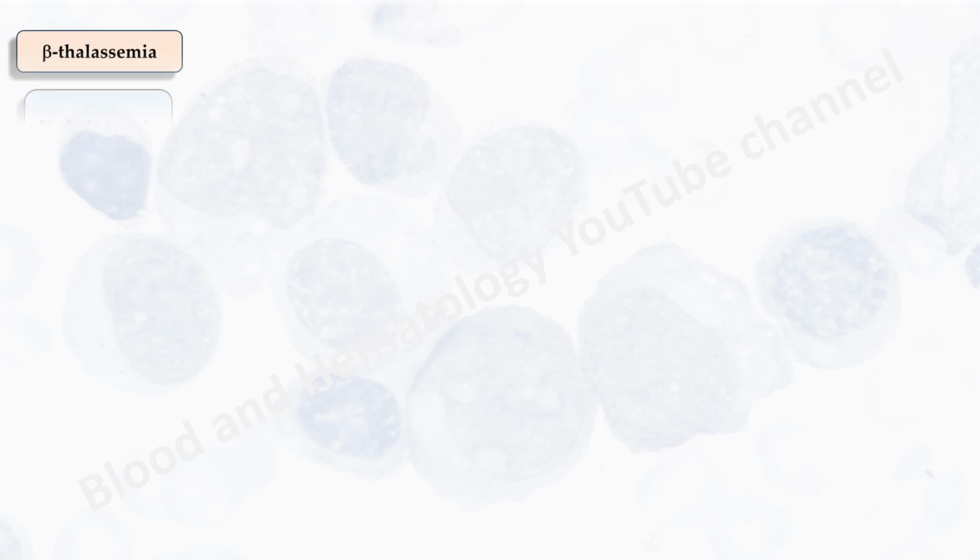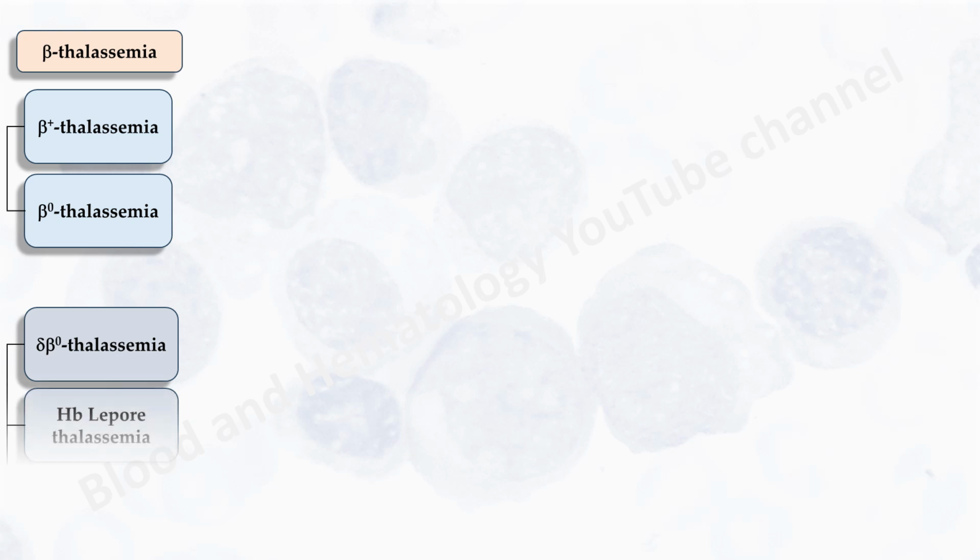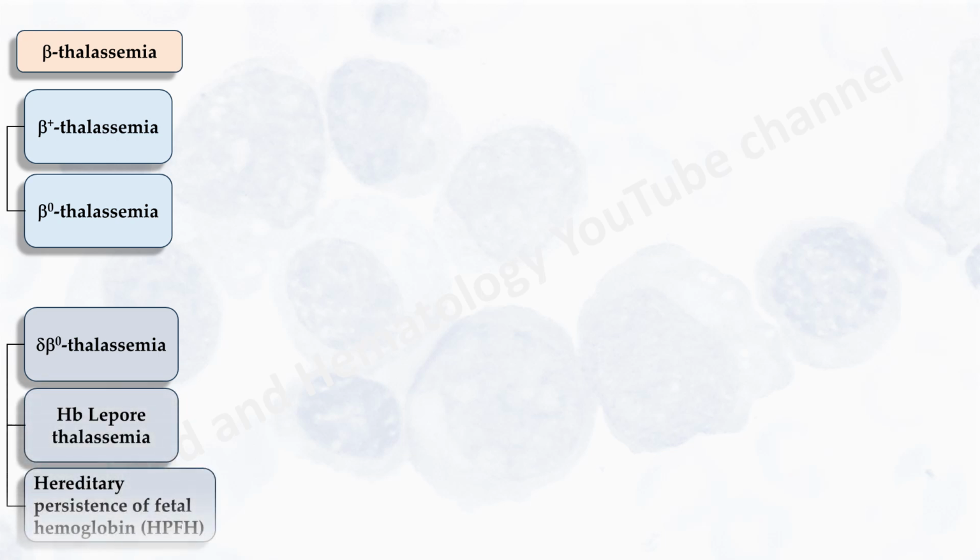Beta-thalassemia mutations are divided into two main categories: beta plus and beta zero thalassemias. Other thalassemias caused by defects in the beta-globin gene cluster include delta beta zero thalassemia, hemoglobinopathies, and hereditary persistence of fetal hemoglobin.